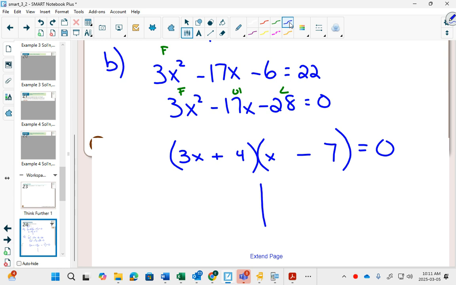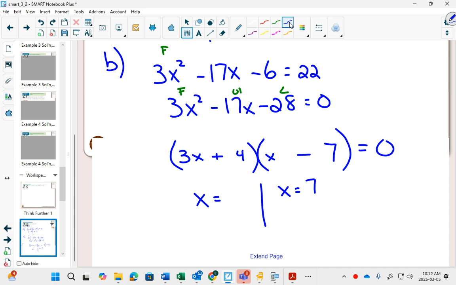Then, I'll start with the easy one. If it's equal to 0, I'm pretty sure you can tell me what this one is, easy. What would x have to be? 7. This one's a little bit harder. What would x have to be to make that 0?